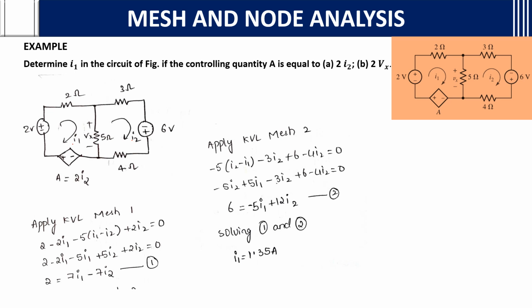Then apply KVL to mesh 2, and you will get minus 5 into (I2 minus I1) minus 3I2 plus 6 minus 4I2 equals 0. After writing, you will get the second equation. Solving them, you will get the I1 value. We wanted the I1 value. We found the I1 value. Okay.